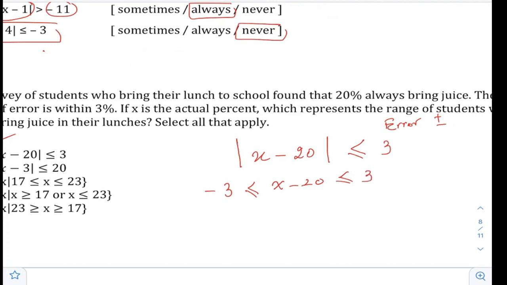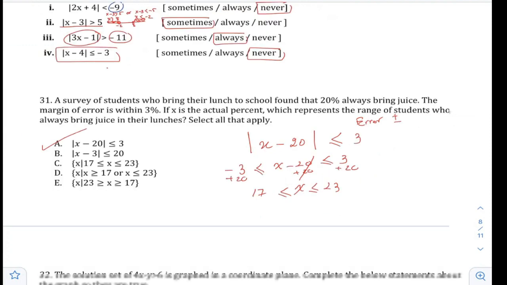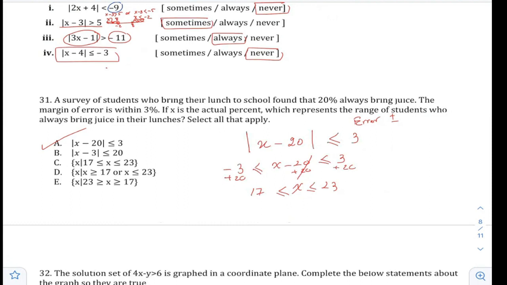This is the first step. Adding 20 to all sides. So X more than or equal to 17, and here 23. Have we got this solution before? Yes, we have it in C. So A and C are correct.